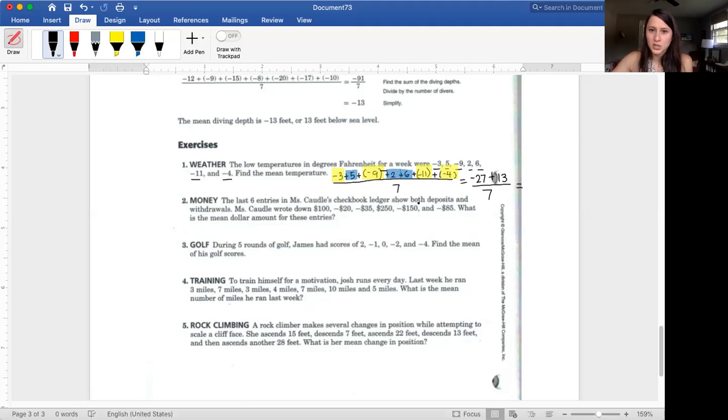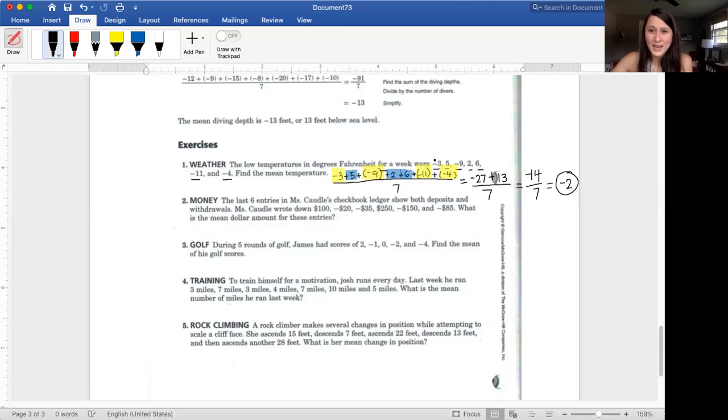Show each step, especially on your homework. Write the problem out, show the next step underneath, and then the answer underneath, okay? So I'm going to combine this. -27 plus 13 is -14. I'm going to bring that division, divide by 7 over. -14 divided by 7 is -2. So this is my answer here.